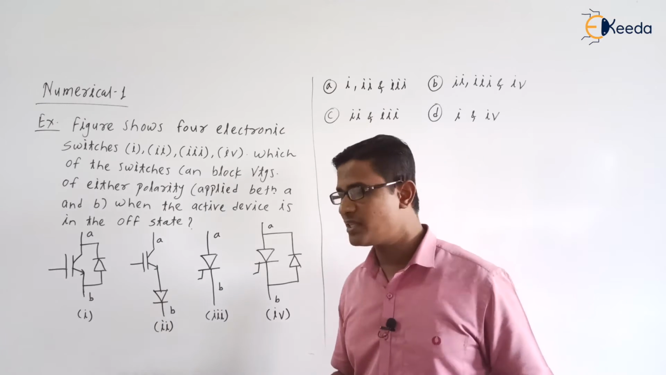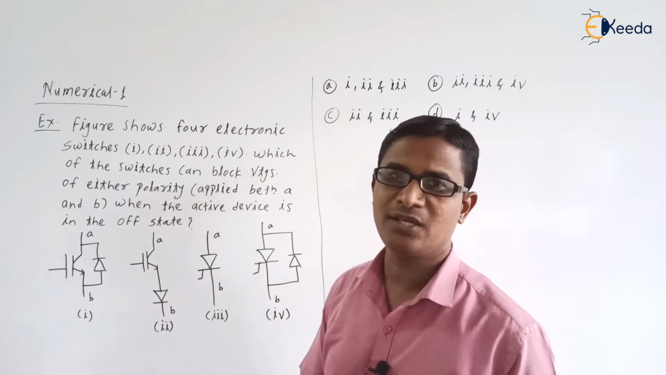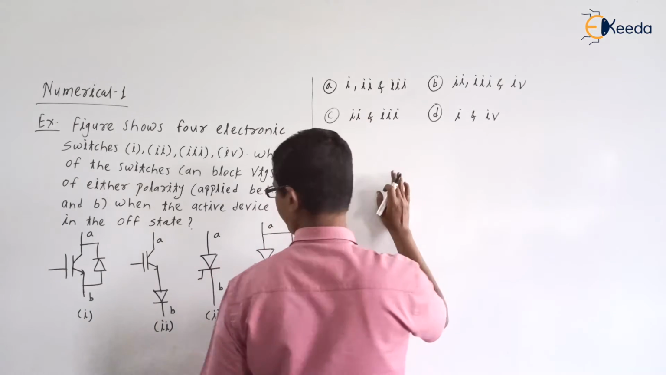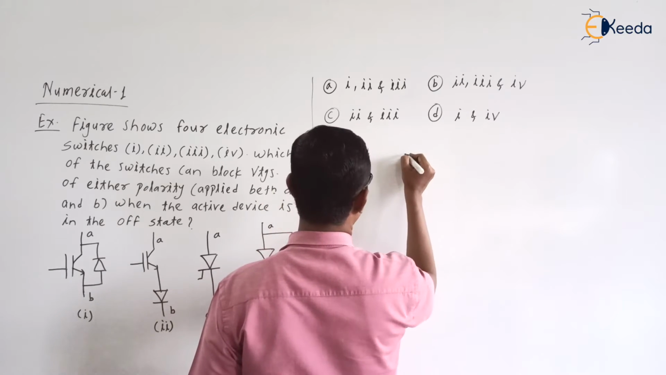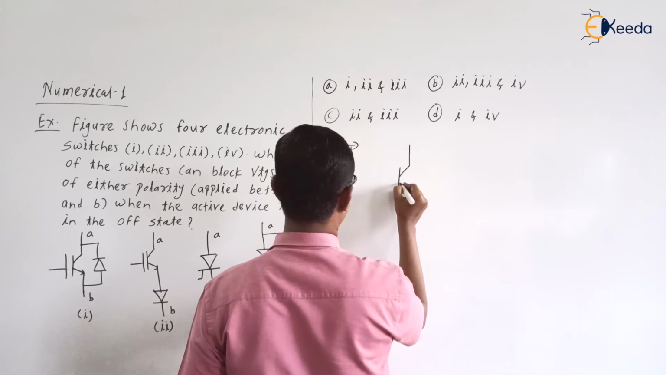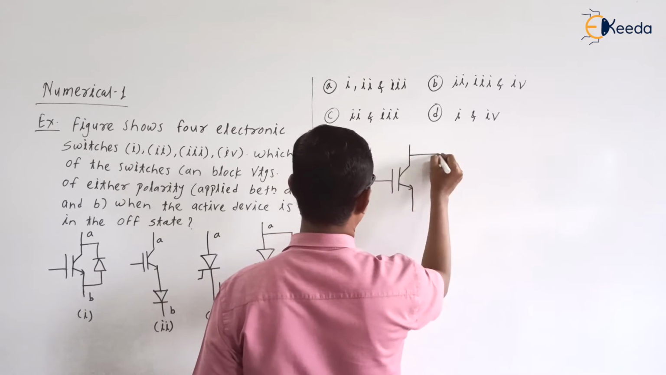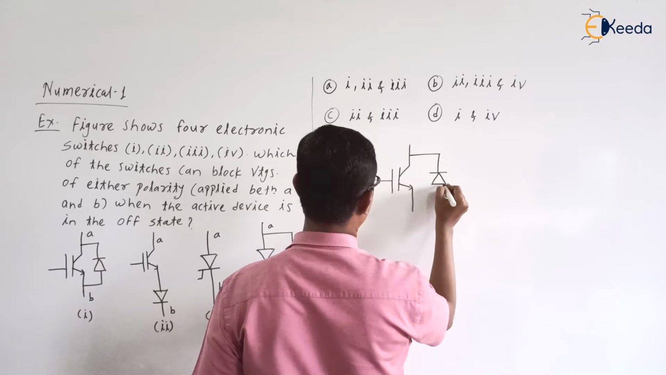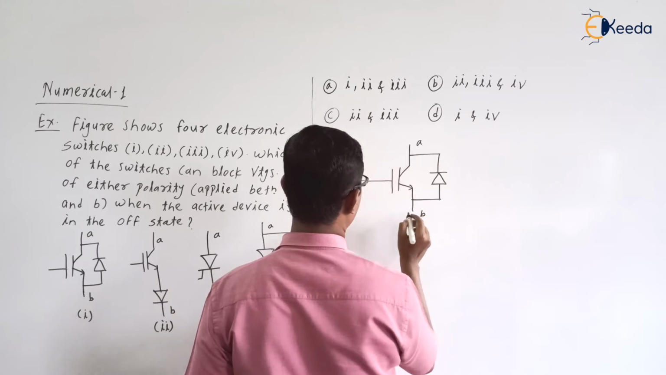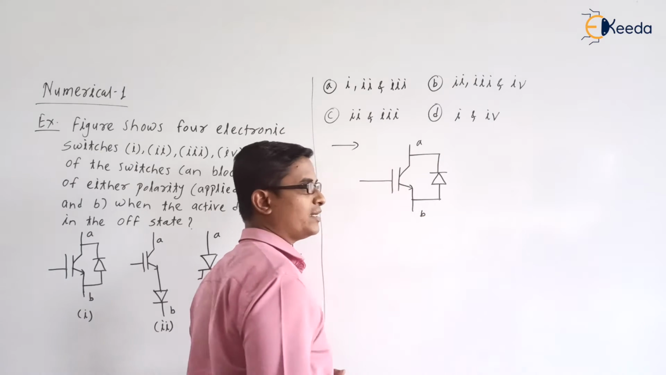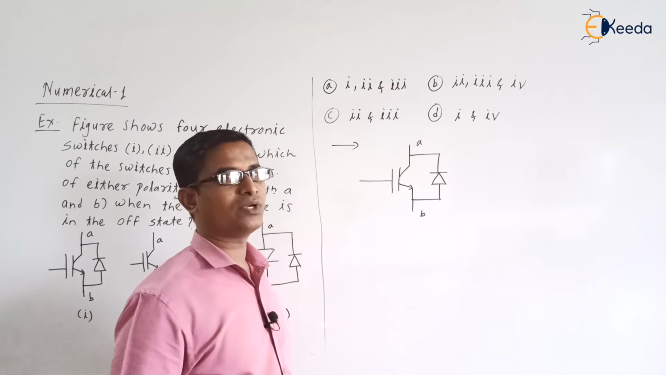Okay, and they have given the four options, right? So if you check the first switch, here we are having the IGBT in parallel. Basically it is anti-parallel, A and B. This is the first switch we are having. So let us discuss whether the first switch is blocking the forward voltage or not, right?